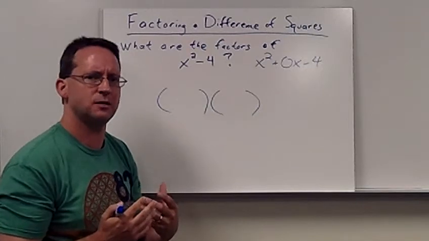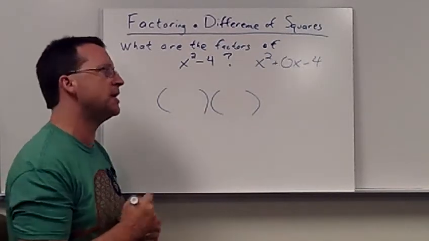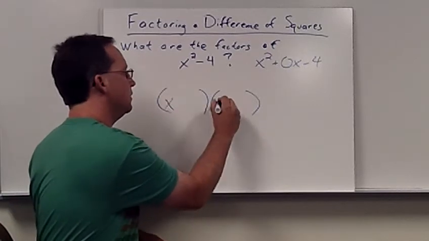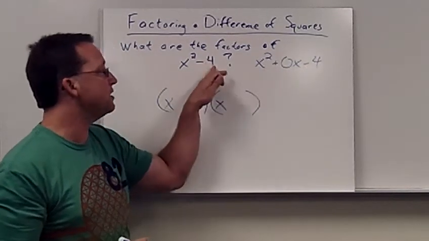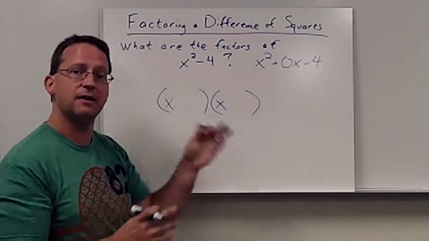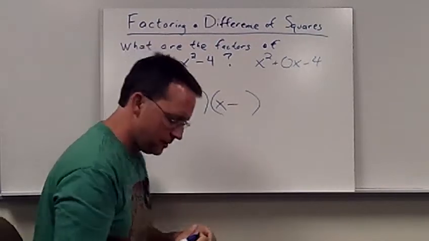Let's think about the process of breaking that down. We still have that x squared out front, so we would expect there to be an x times an x. Remembering what we know about our signs, since we have a minus 4 as our last sign, that tells me these signs will be different. So I've got a plus and I've got a minus here.